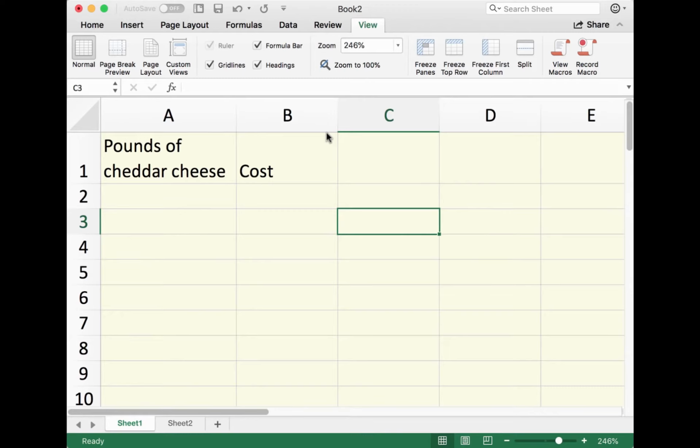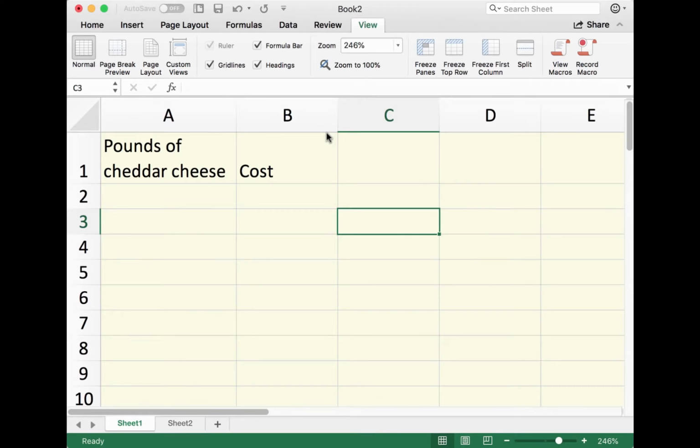The helpful headings could be abbreviated as long as people understand what the abbreviations mean. Don't just call them A and B because we wouldn't know what that means. But you don't have to be quite so wordy either, so that's up to you. So this person buys 1 pound of cheese. You type in the 1, that's it. Cost is 4, and that will stay the same. You don't have to put the $ necessarily.